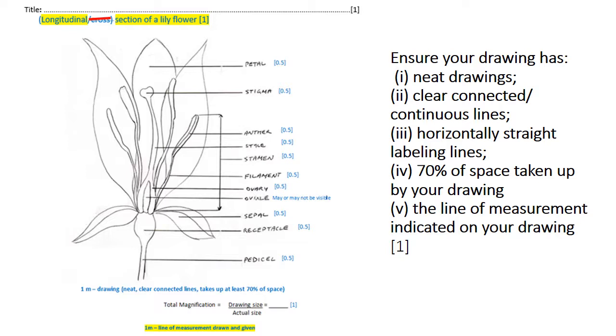Next, look at the magnification. Magnification is drawing size, which is this particular drawing shown here, divided by the actual size of the flower. From there you can calculate the magnification, which may be 1, 2, 3, or maybe up to 5 times.